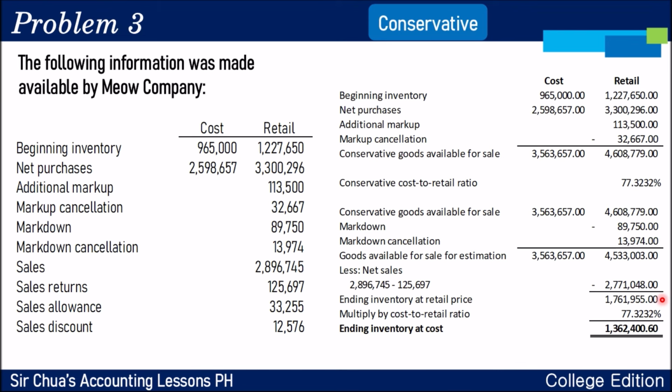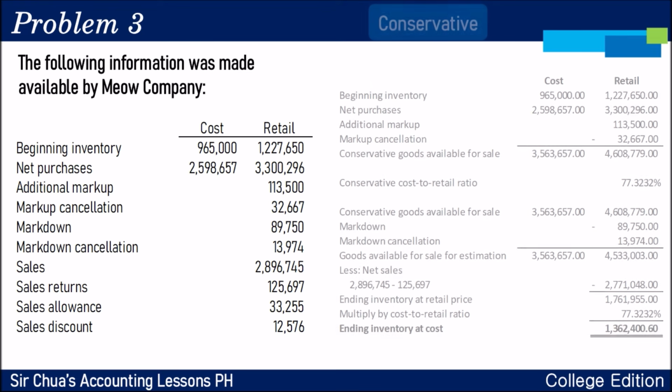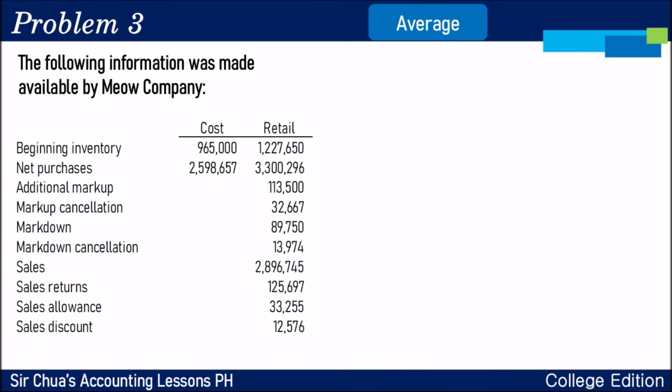Let's express it at cost. So, you multiply it dun sa nakuha mo kanina na cost to retail ratio na 77.3232%. Your ending inventory at cost is 1,362,460 centavos. Okay? That's how you do it under the conservative method. Let's now do it under the average method.